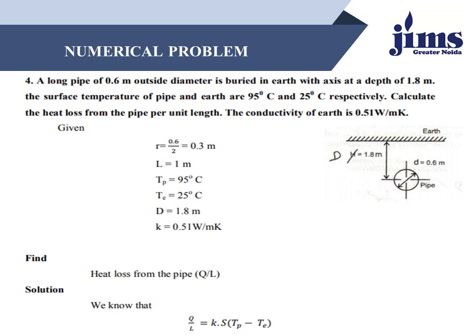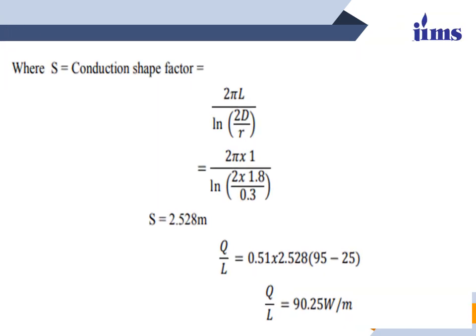So in this problem, heat loss from the pipe, that is Q by L. So we know that the heat loss is equal to Q by L is equal to K multiplied by S multiplied by Tp minus Te, where S is equal to shape factor, K is equal to the conductivity of the material. The shape factor S is equal to 2 pi L divided by ln of 2D divided by R. So L is equal to 1 meter, D is equal to 1.8, R is equal to 0.3. Putting all these values in the shape factor formula, we get S is equal to 2.528 meter.